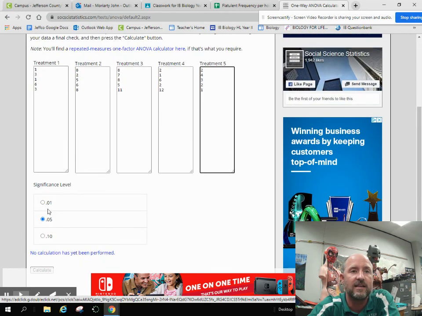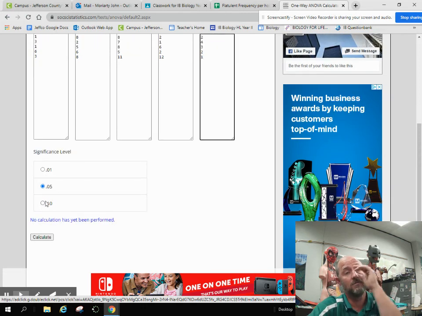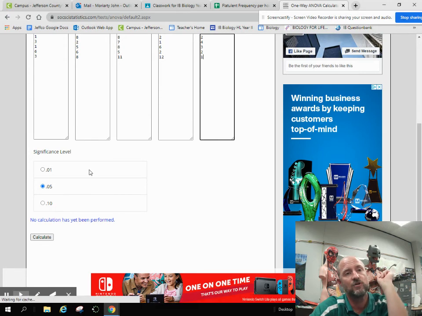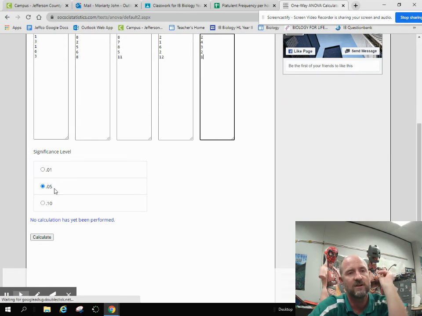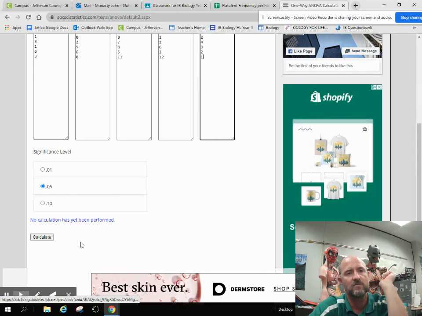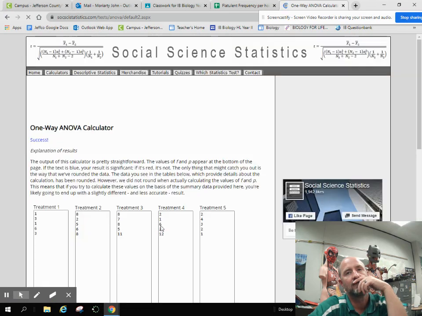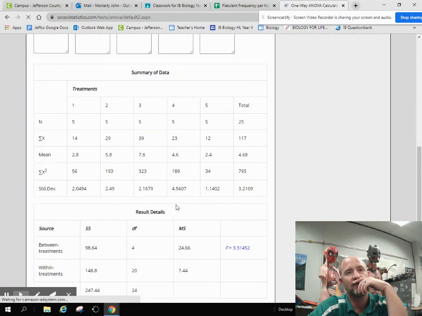Okay, this test is pretty cool. It lets you pick your significance level, so it's actually going to tell you your answer to your null hypothesis, alternative hypothesis. We would never do a 10%. You could do a significance level of 0.01 if you really want to be close. The standard is 0.05. And you just hit calculate. And it does the test for you.